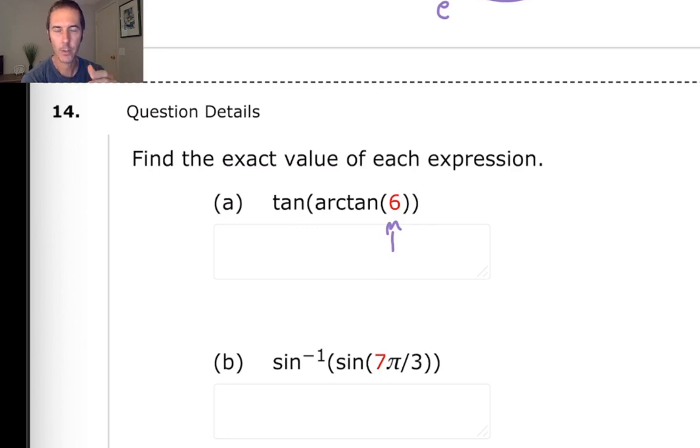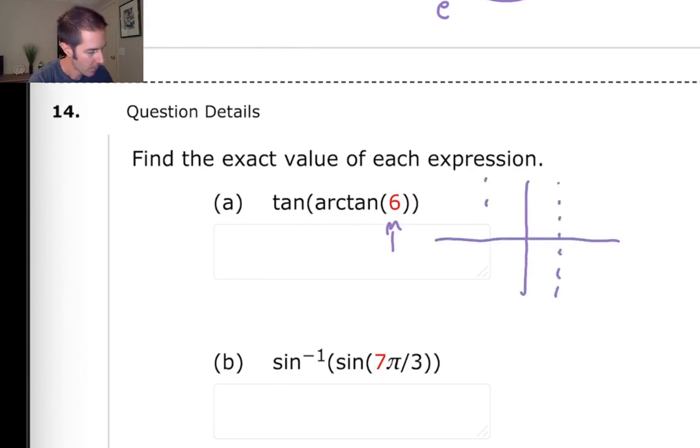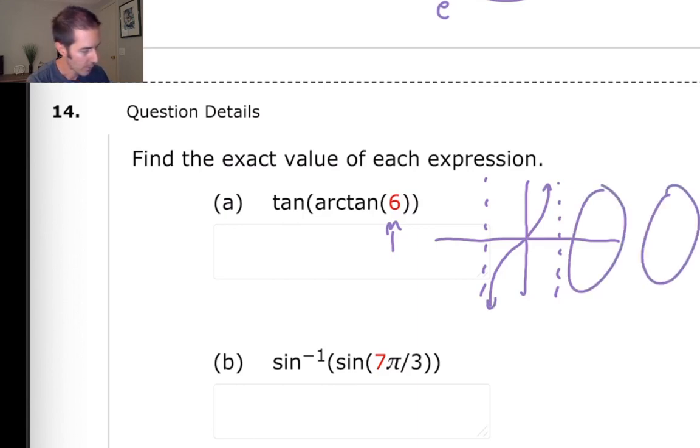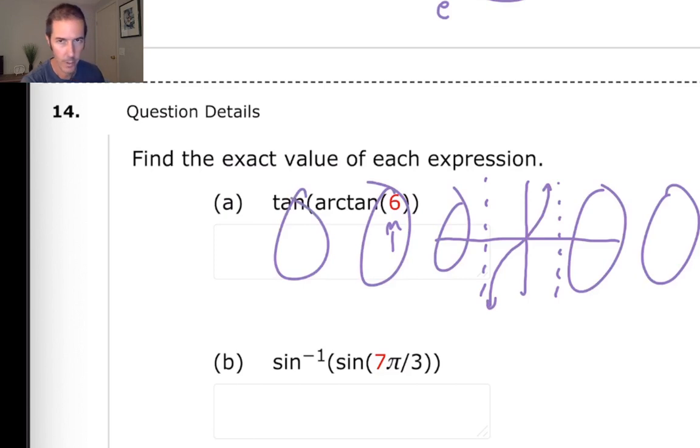Here we would have to restrict the domain of tangent, reflect it over the line y equals x in order to get arctan, and so on. So does 6 end up in the restricted domain for arctan? Just as a quick reminder, one period of the tangent function looks like this. It appears again over here and over here and over here, forever in both directions, including the asymptotes.